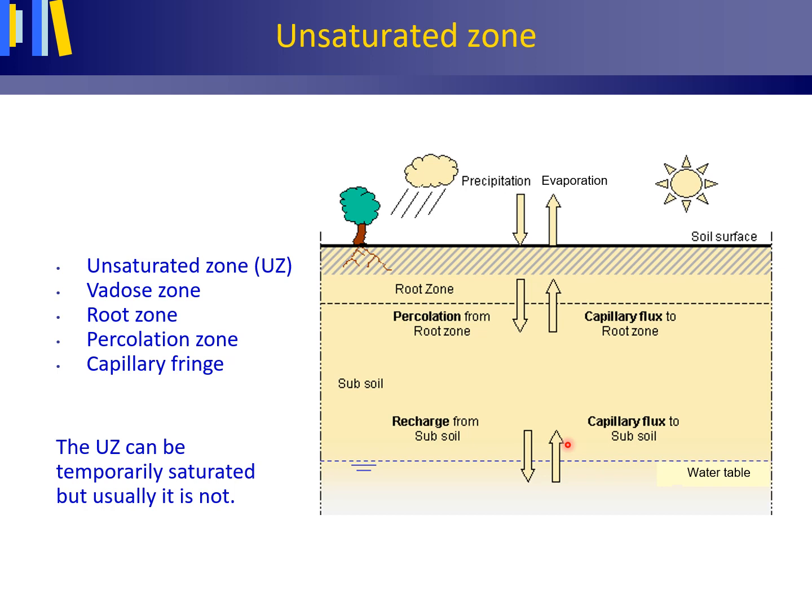The vertical water flow at different depths in the unsaturated zone can be downward: infiltration from precipitation, percolation, and recharge of the groundwater, or upward: capillary rise, and evaporation that includes transpiration. The unsaturated zone can be temporarily saturated, but usually it's not.